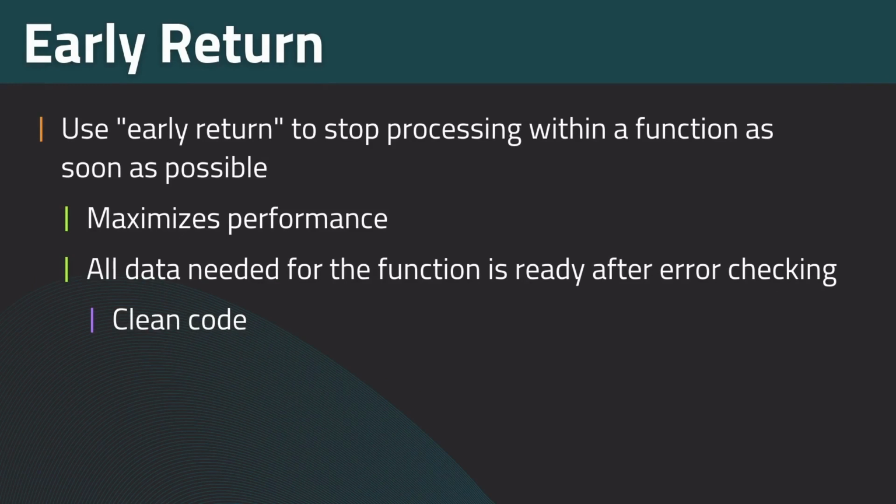Something closely related to control flow is an early return. An early return is simply using the if statement to validate some data. When the data is validated, you're able to continue with the function. If the data fails validation, you return early from the function. You want to do this because it maximizes performance, and once you've checked all the data, you're able to use it without having any issues. This leads to cleaner code and reduces the amount of bugs that you have in your program.